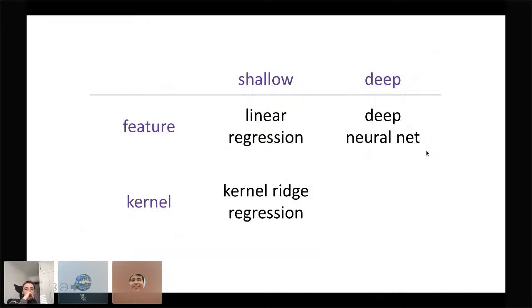But now that we've got this grid, a big question comes up, which is what on earth goes in this box in the bottom right? The answer, perhaps obviously, is deep kernel methods, but then the question becomes, what on earth is a deep kernel method? What might that mean? That's what I'm going to talk about in this talk.